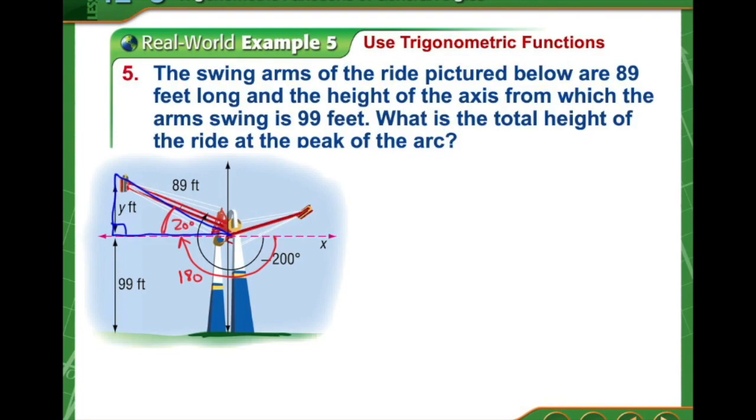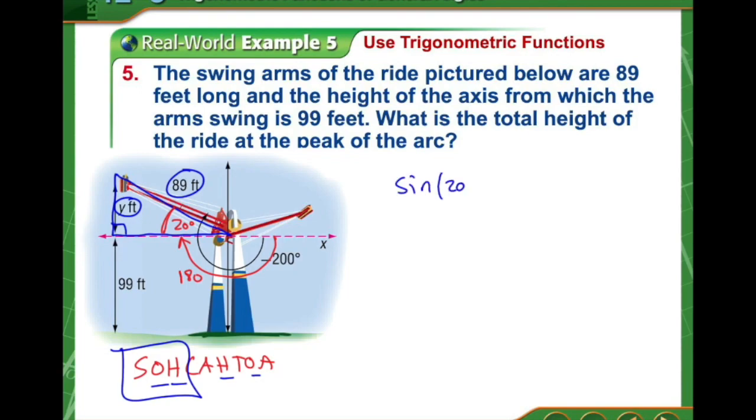So for that 20, we need to look at sine, SOHCAHTOA, sine, cosine, tangent. And from that angle, we have the opposite and the hypotenuse. Opposite and hypotenuse is together in sine, so that's what we're going to use. So we're doing sine of 20 degrees, and that's going to be equal to our y over the hypotenuse of 89. Multiply both sides by 89. So our y is equal to 89 sine of 20.